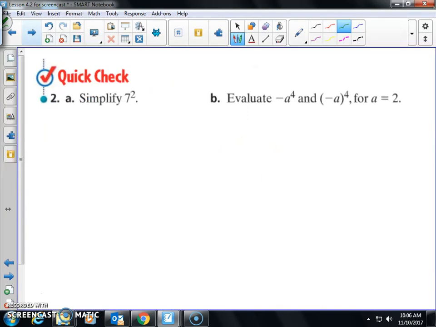Letter A. Try that one. Simplify 7 squared. 7 squared means 7 times 7. And we should all know that 7 times 7 is 49.